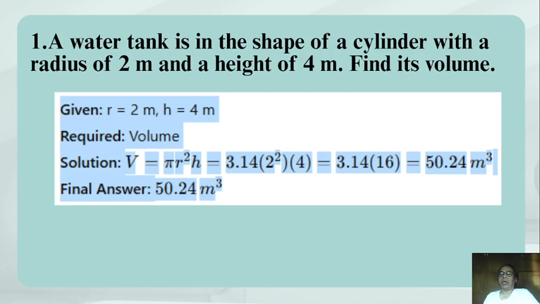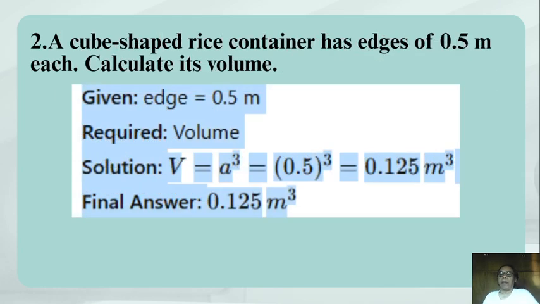So our solution, the formula to use is V equals pi r squared times the height. Substituting the given data, our final answer is 50.24 cubic meters. Number 2. A cube-shaped rice container has edges of 0.5 meter each. Calculate its volume. So we are given the edge a equal to 0.5 meter.